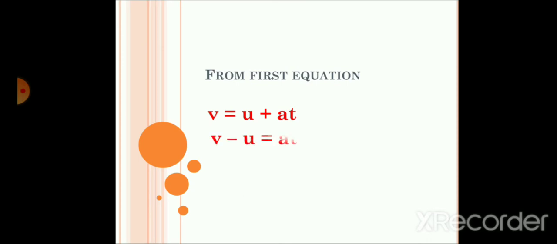So first equation, what is the first equation? The first equation is V equal to U plus AT. V equal to U plus AT. So when I shift U towards the V, it becomes V minus U equal to AT. Now to find the value of T, I will take the A to that side. V minus U upon A equal to T. So the value of T I will use from this equation, and then I will put this value of T in the third equation while deriving the third equation. So let us derive the third equation now.